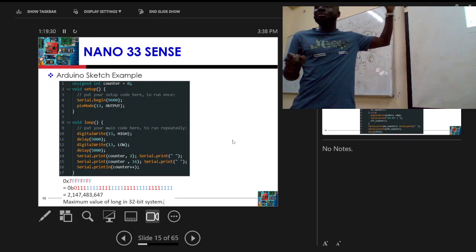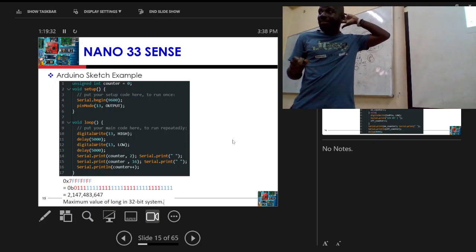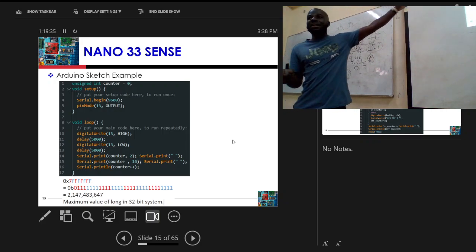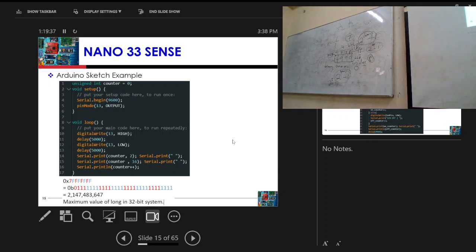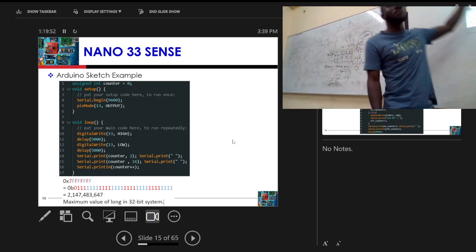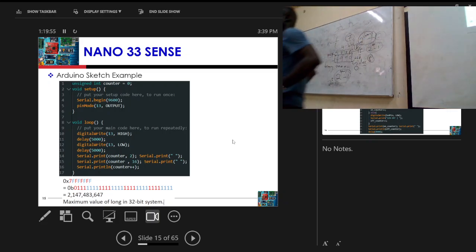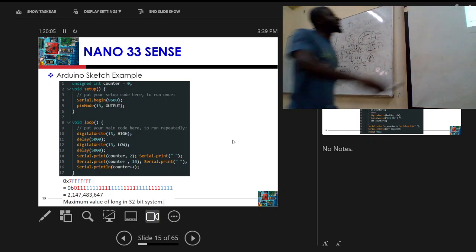Who knows what that means? The first line in the setup, Serial dot begin 9600. What does that mean? This is line 4.